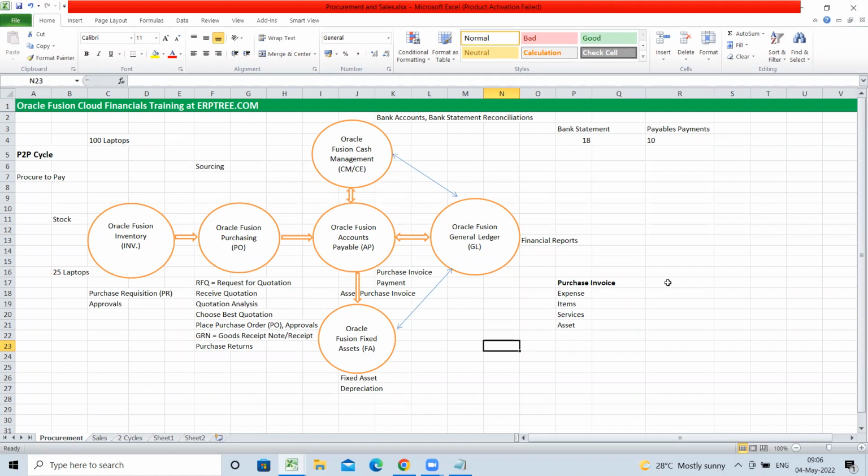Okay, could you please explain the P2P cycle? You can say P2P stands for procure to pay cycle. As a part of the inventory application, we can create the purchase requisition. Once it gets approved, we can pass that information to the purchasing application. Within the purchasing application, you can create RFQ and do all these activities we discussed. You can refer with the application name also, but if you refer to the department name, that really makes sense.